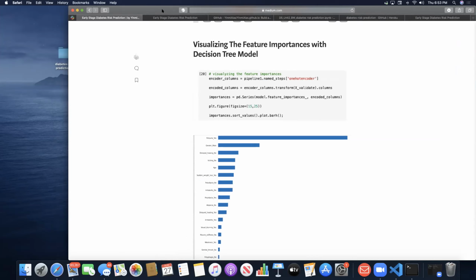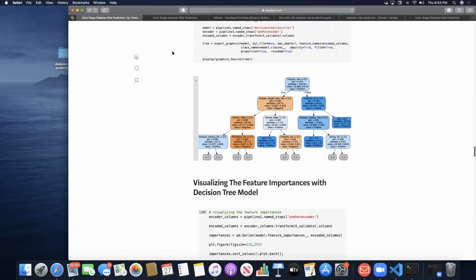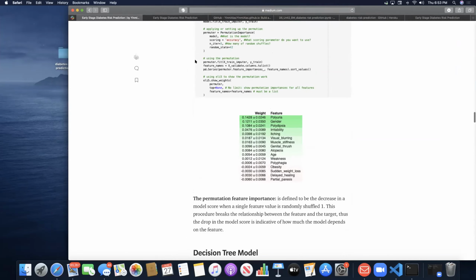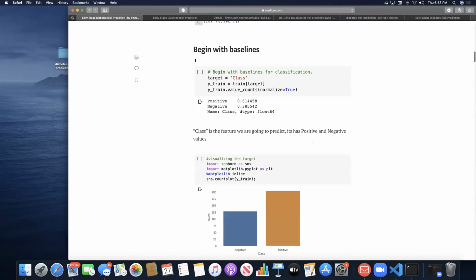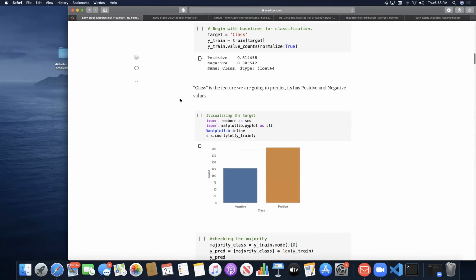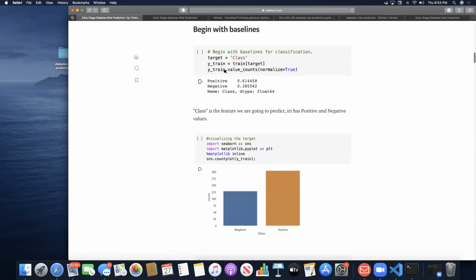Can you actually walk us back real quick? What was the target that you were trying to predict with this data? Oh, I did move it too fast. It's class. So, does or does not have diabetes? Yes, negative or positive.